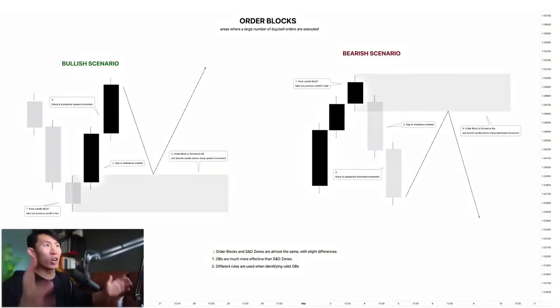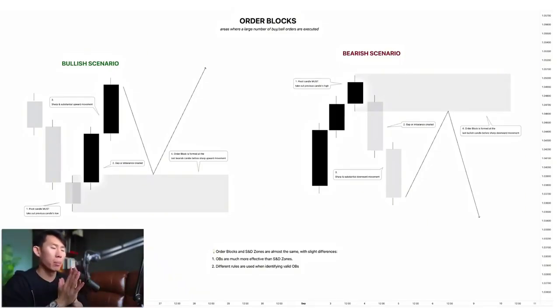Order blocks are basically areas on the price chart where large market participants like banks and financial institutions place a substantial amount of buy or sell orders. That is why they are called order blocks. It's literally in the name, guys.